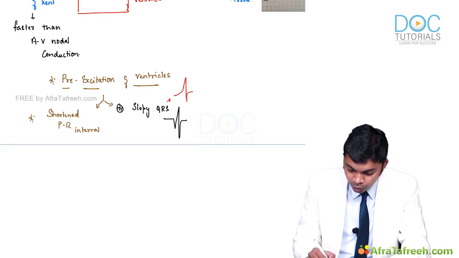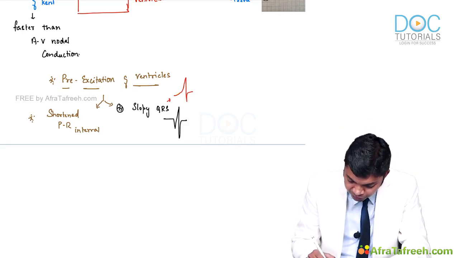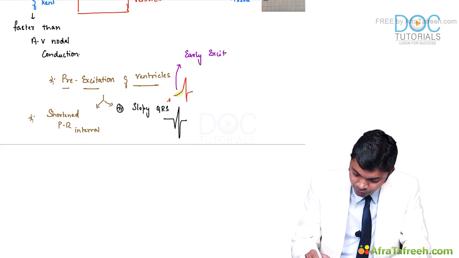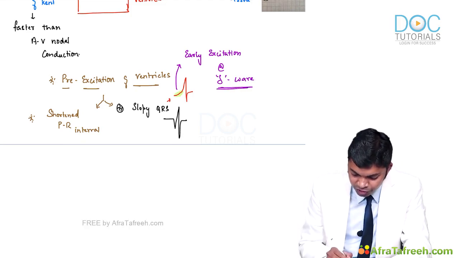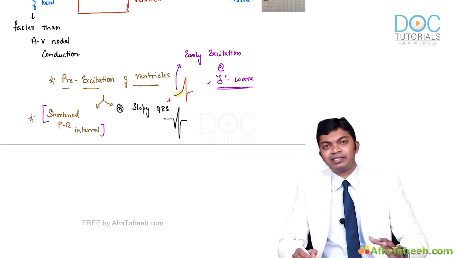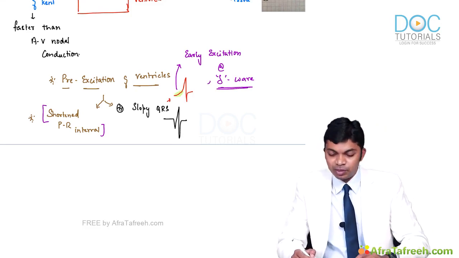Now this slope, remember doctors, this slope of QRS is what is called as early excitation. The slope of QRS is called as early excitation, also called as delta wave. So shortened PR interval with presence of delta wave is a characteristic feature of Wolff-Parkinson-White syndrome, doctors.